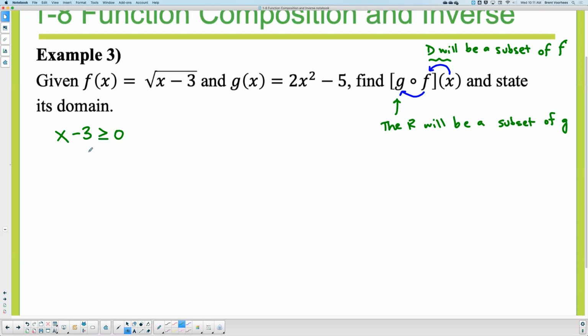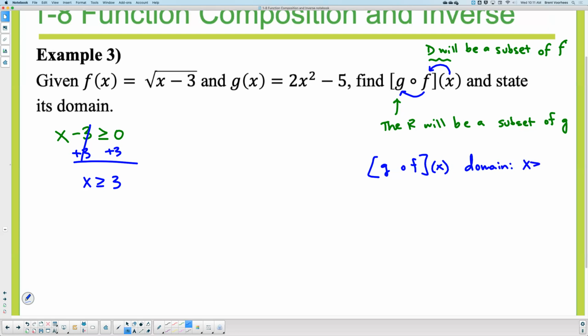Okay, now let's just solve it. How would you solve? So x can be greater than or equal to 3. Add 3. x is greater than or equal to 3. That's our domain. That's g o f of x, and the domain is that x is greater than or equal to 3.